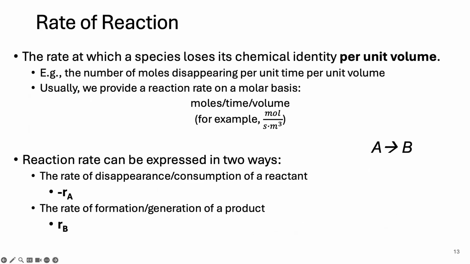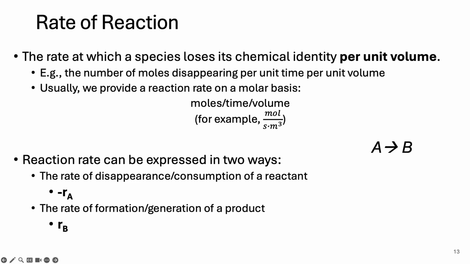Whatever type of chemical reaction we have, that will be occurring at a certain rate. For us, we'll define the rate of reaction as the rate at which a species loses its chemical identity per unit volume. So it can be the number of moles disappearing for one of our substrates, or the number of moles appearing for one of our products. We're going to talk about reaction rate in two different ways, depending on which species we're talking about, our reactants or our products.